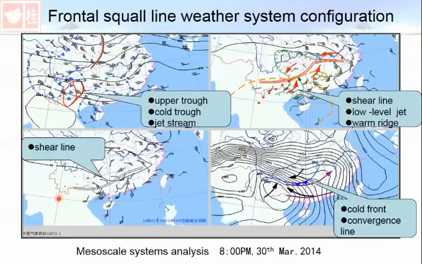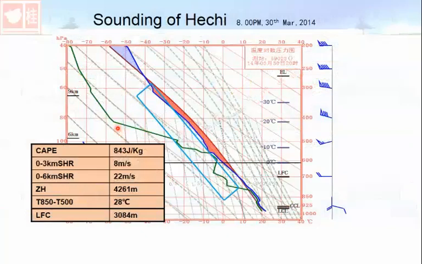The shear line formed by south wind and southeast wind in central Guangxi at 925 millibar in the boundary layer is conducive to upward movement. On the ground, there is a cold front from Guizhou to north Guangxi and a surface convergence line at the junction of Guangxi and Yunnan.